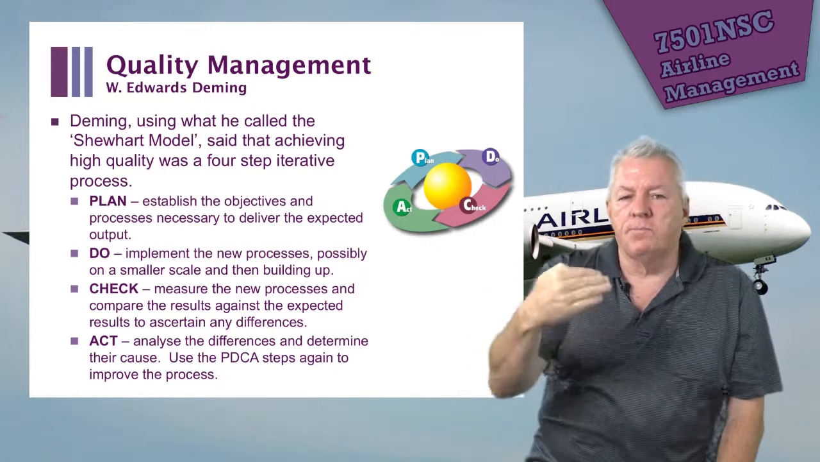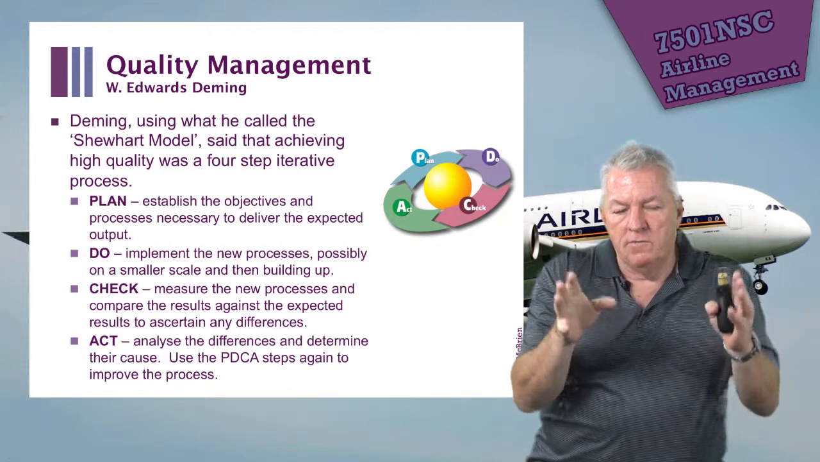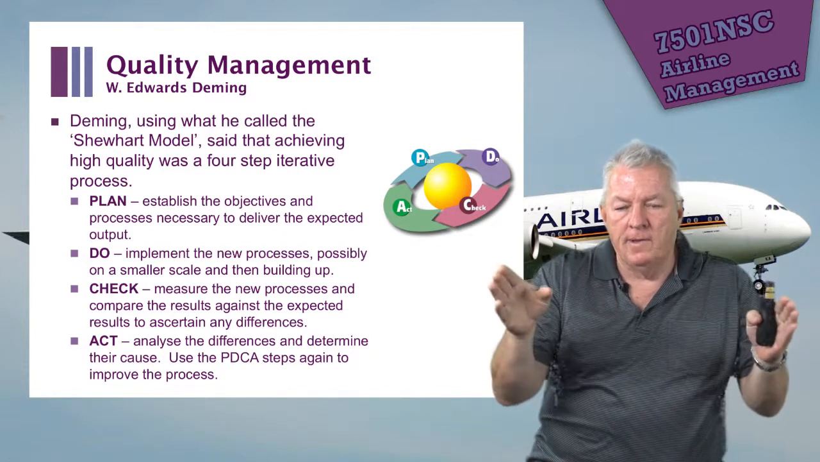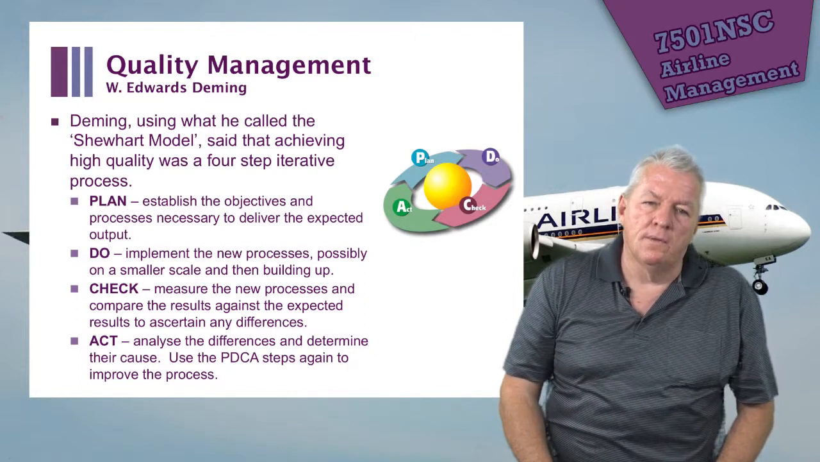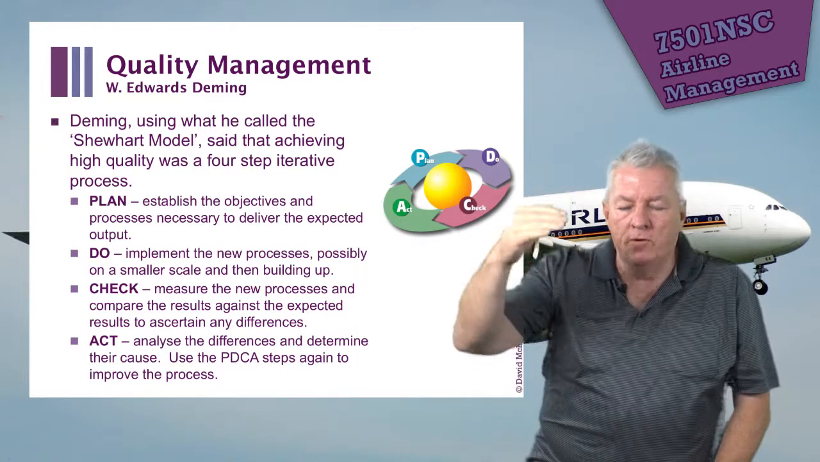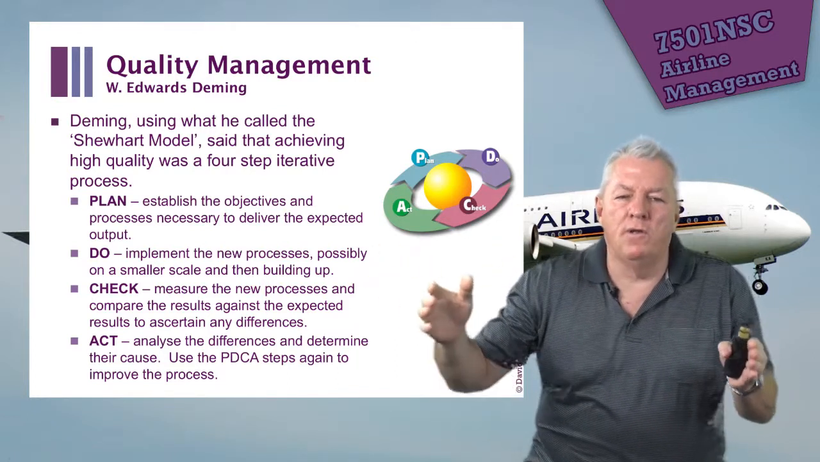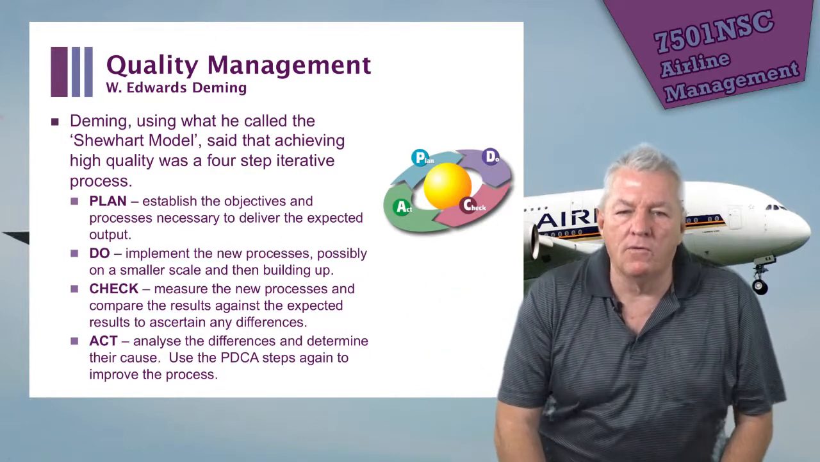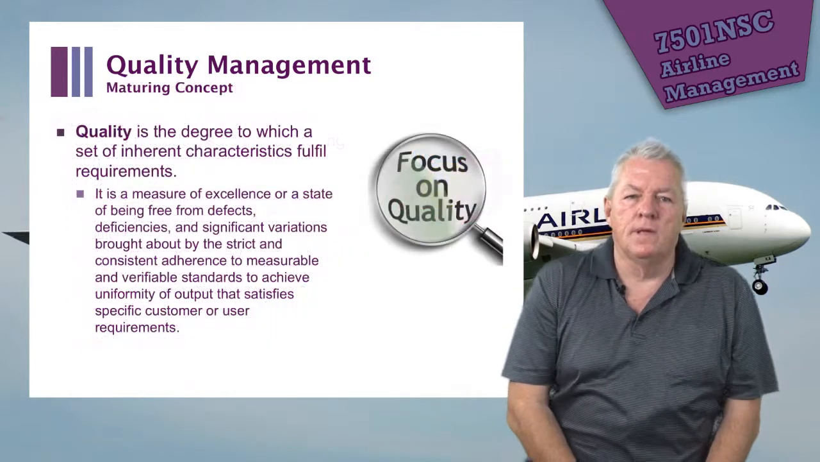So by going through this process, it's about conformance. So instead of having, say, 5 in 100 items that you produce having faults in them, because you're working on what the faults are, you're now reducing your fault level down to less than 1 in 100. So that's the plan, do, check, act approach.